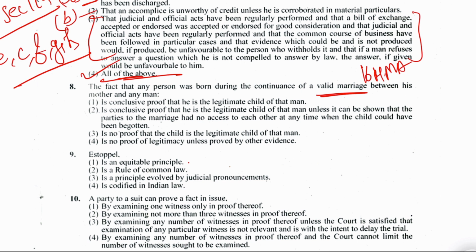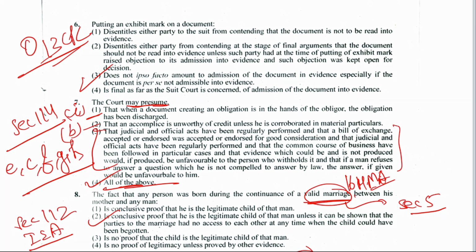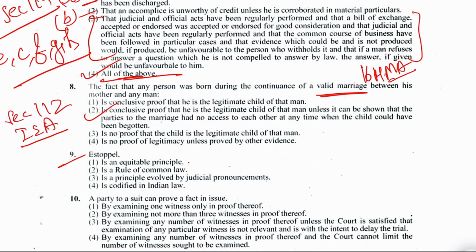Well, the right answer is option number 2. And it is mentioned where? It is mentioned under section 112 of Indian Evidence Act. Legitimacy is mentioned where? Under section 16 of Hindu Marriage Act, which says that legitimacy of children of void and voidable marriage.